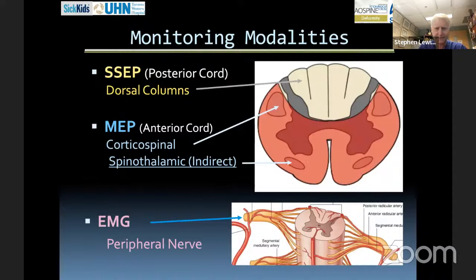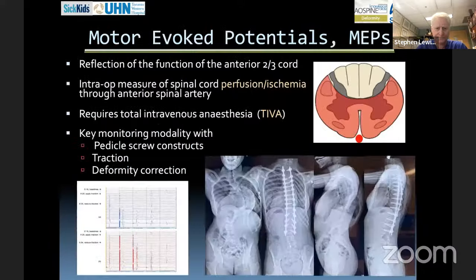So when we do an SSEP, we're actually only testing the dorsal columns. It does not do the spinothalamic. And the spinothalamic is not directly measured, but it is indirectly measured through the corticospinal, the MEPs. Because any drop in the MEP will reflect the anterior cord, the spinothalamic will be reflective of any MEP changes. And then we have EMG, which we use for our nerve roots. And so it's important that you understand that the anterior cord syndrome will be the reflection of the anterior two-thirds.